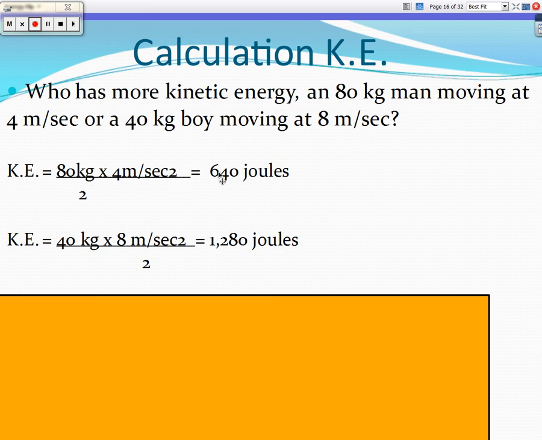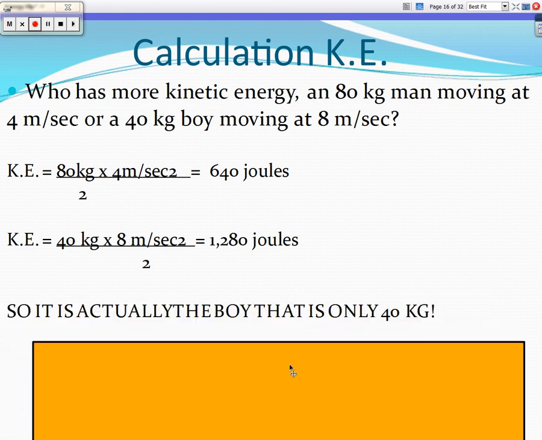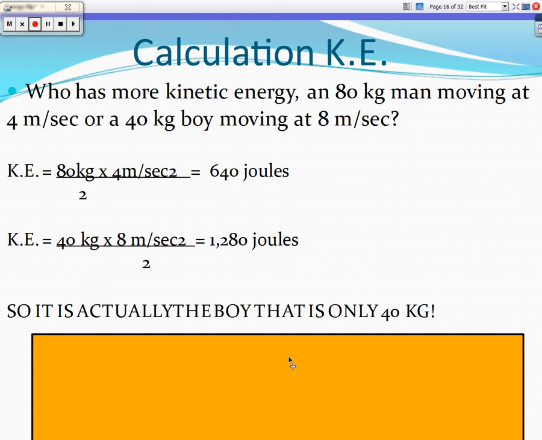And that answer is 640 joules. The second part of it, after the or, is your boy. A 40 kilogram boy times 8 meters per second squared divided by 2 is 1,280 joules. So who do you think has more kinetic energy? It's the boy, okay? Even though he weighs less, he has more kinetic energy.